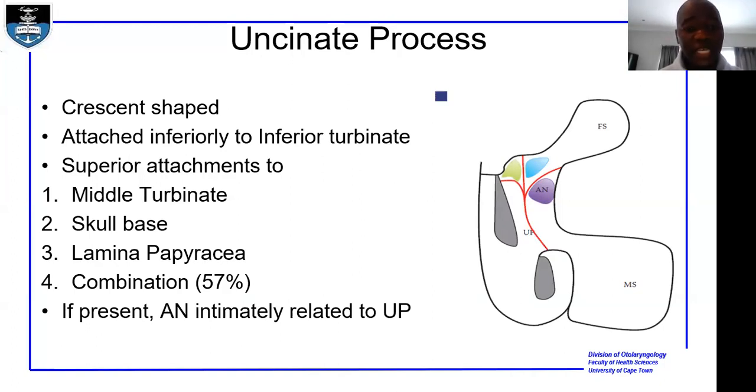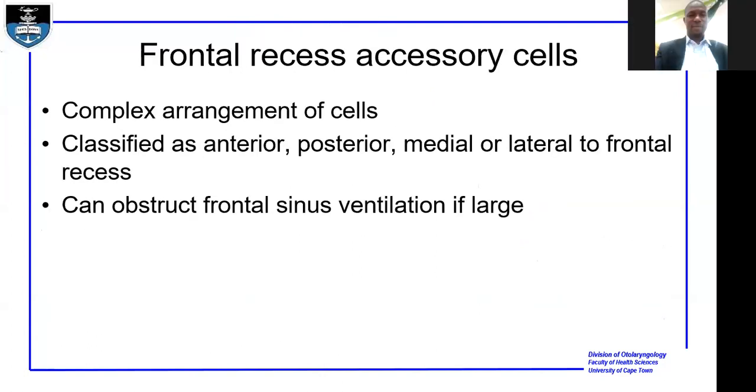If present, the Agger nasi cell is intimately related to the uncinate process, and Agger nasi is present in more than 90% of patients. There is a complex arrangement of cells around the frontal recess, which are classified as anterior, posterior, medial, or lateral, depending on their relation to the frontal recess, and they can obstruct the frontal sinus ventilation if they are large.